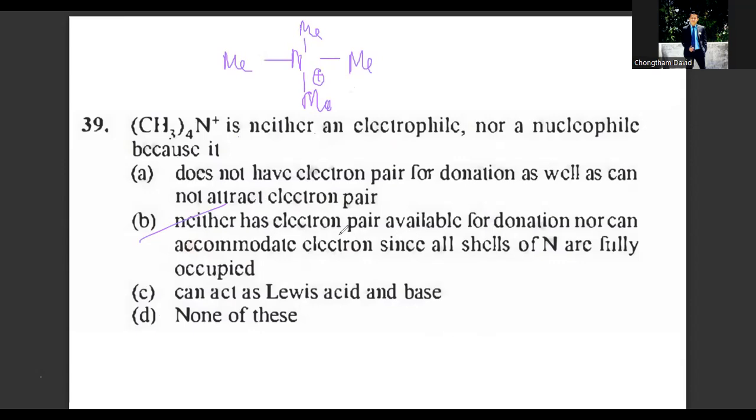Neither does it have an electron pair available for donation nor can it accommodate electrons, since all the shells of nitrogen are fully occupied. Good. Now we're left with only 6 questions.